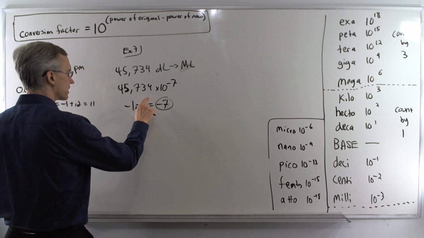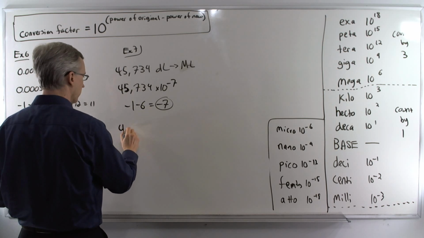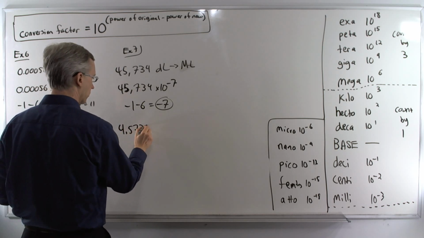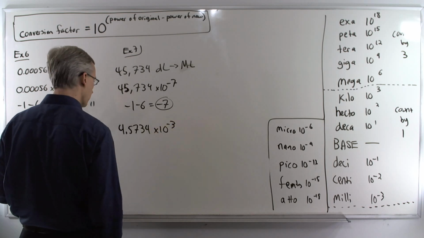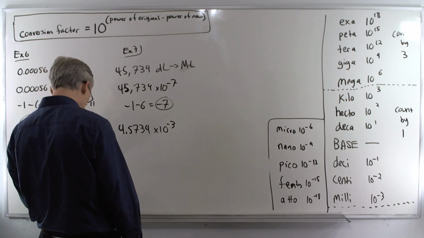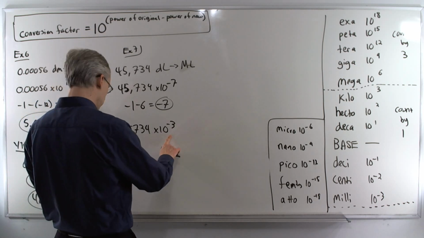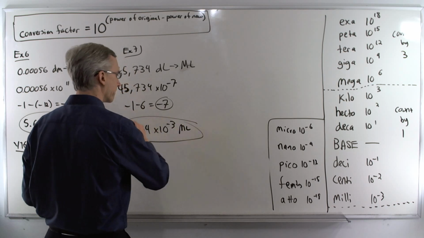All right, so multiplying this out, we got 1, 2, 3, 4. So that gives us 4.5734 times 10 to the negative 3rd megaliters.